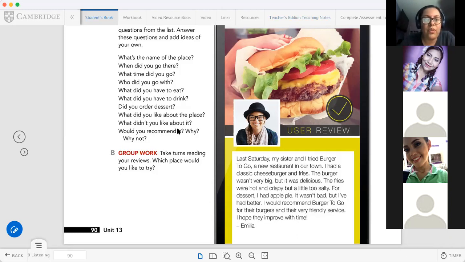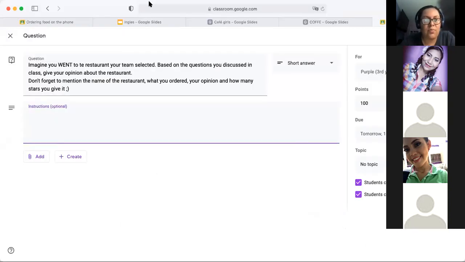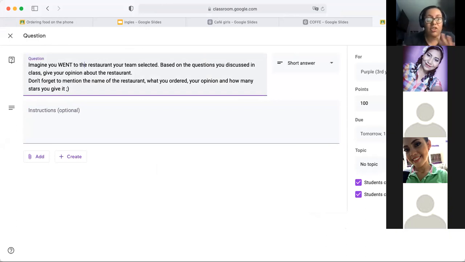Let me show you the instructions on Classroom. Here it says, it's a question assignment, ok, va a aparecer ahorita que yo le dé preguntar. Imagine you went to the restaurant your team selected, ya fueron, ya lo discutieron, de hecho hasta seleccionaron un día, ¿no? So imagine you went to this restaurant. Based on the questions you discussed in class, give your opinion about the restaurant in a review.